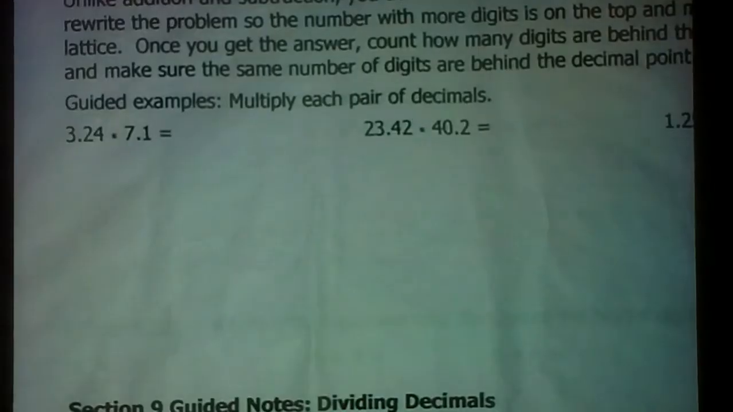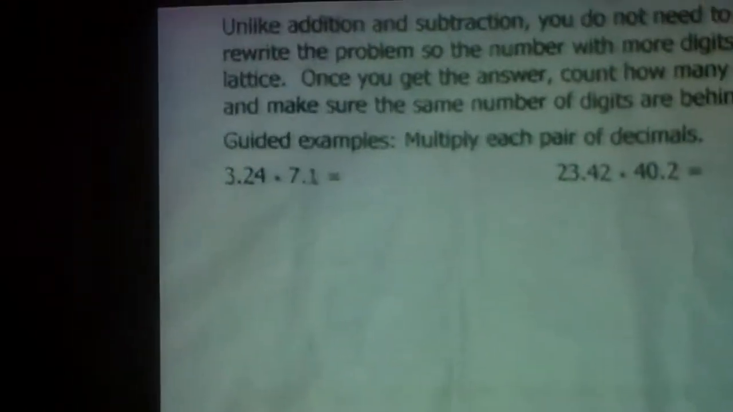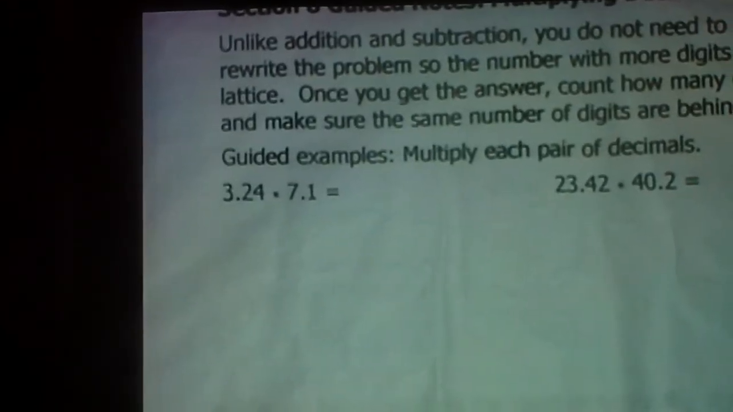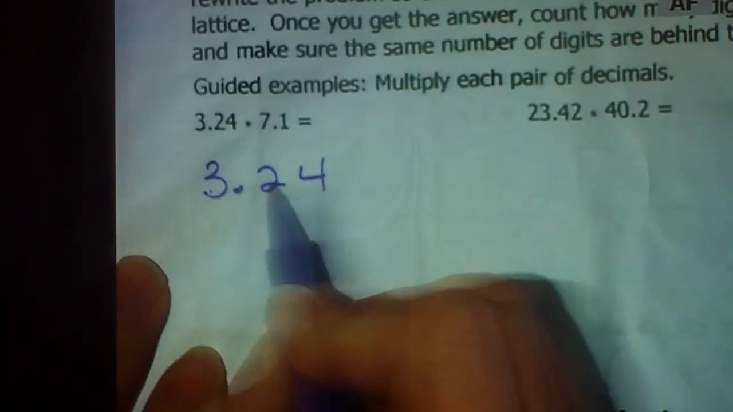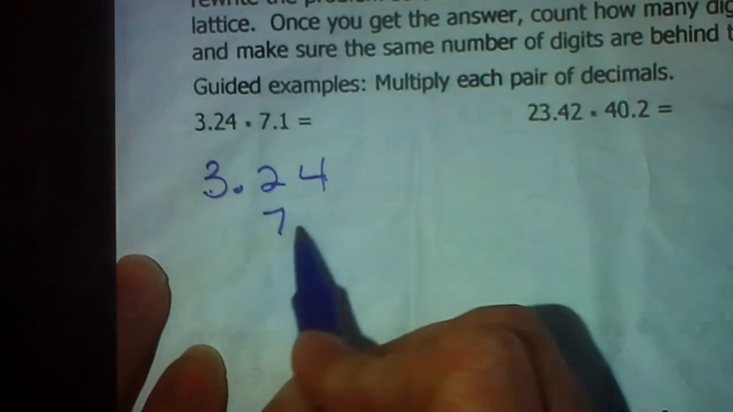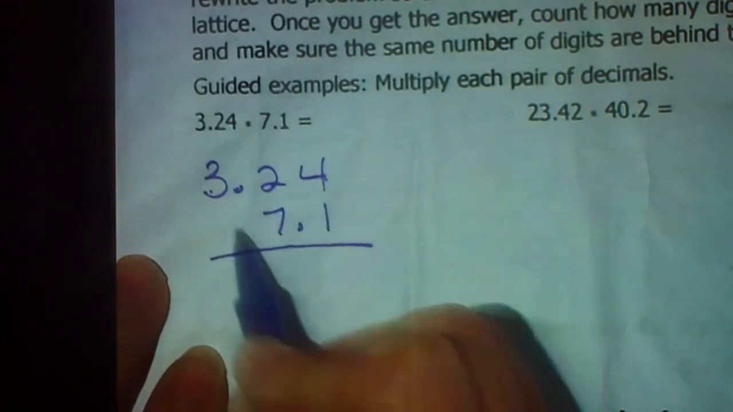Okay, so let's get started with this first example. So we have 3.24 being multiplied by 7.1. Okay, so I'm going to write that problem right here. And you'll notice that this one has 3 digits in it and 7.1 only has 2 digits. So I'm going to put that one on the bottom.